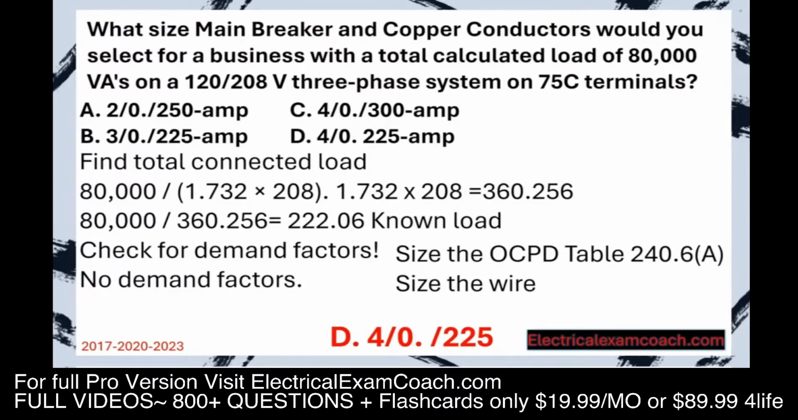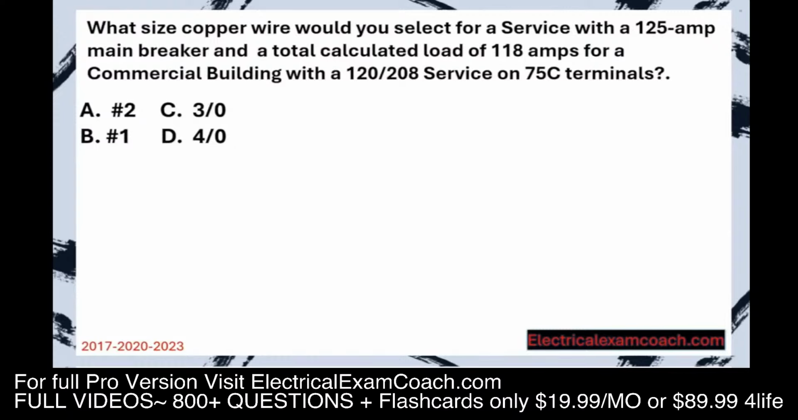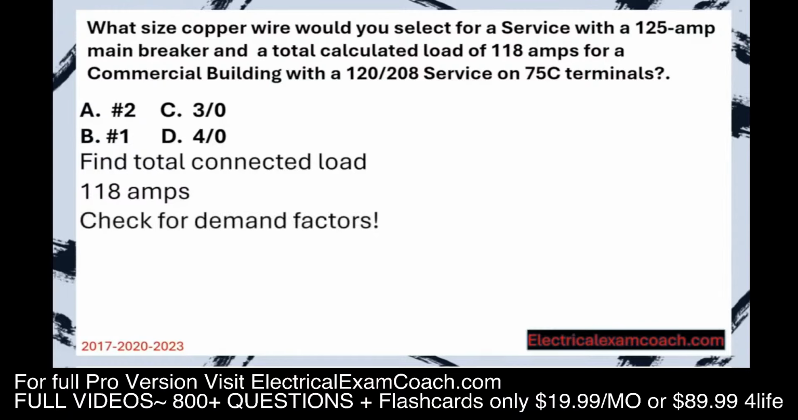Let's get to it. What size copper wire would you select for a service with a 125 amp main breaker and a total connected load of 118 amps on a commercial building with a 120/208 service on 75-degree C terminals? Step 1, we're going to find our total connected load. In this case, they give it to us. It's 118 amps, but we must check for demand factors.